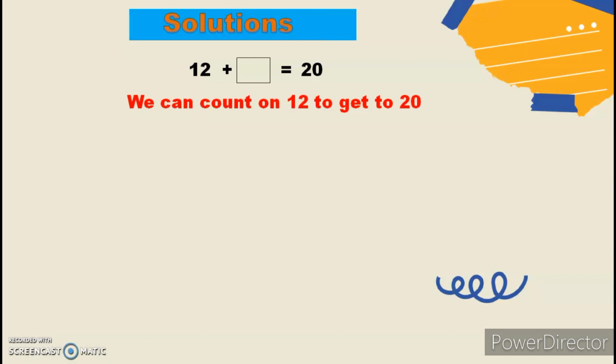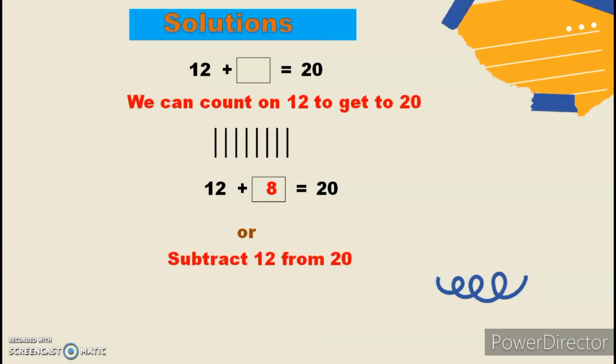So let's count on from 12 to get to 20. 13, 14, 15, 16, 17, 18, 19, 20. Now, how many strokes did I count on from 12 to get to 20? I counted 8 strokes. So 12 plus 8 equals what? 20. Now, this can be done simply by subtracting 12 from 20. When I subtract 12 from 20, I get 8.